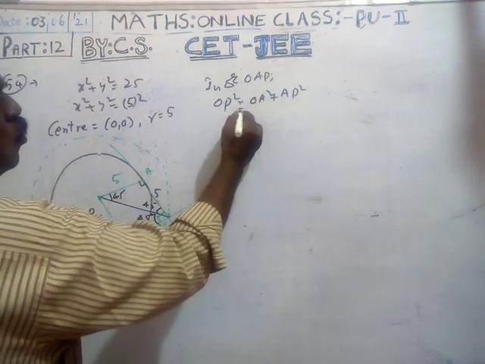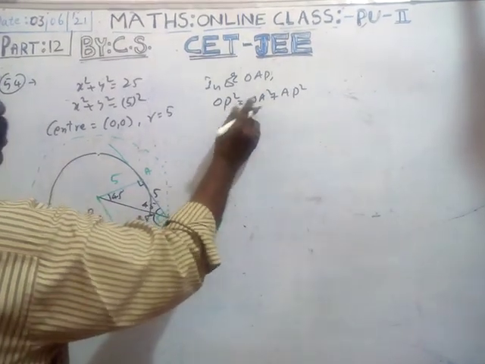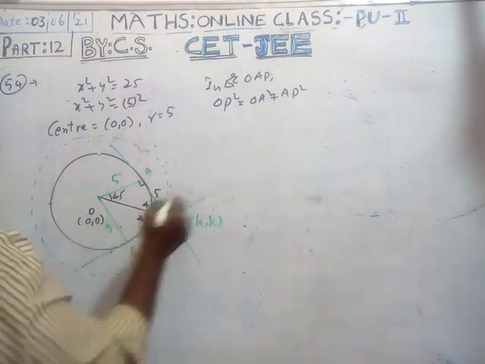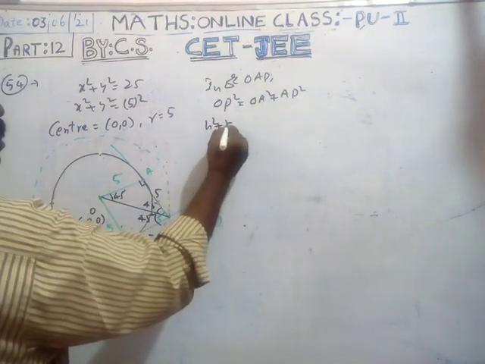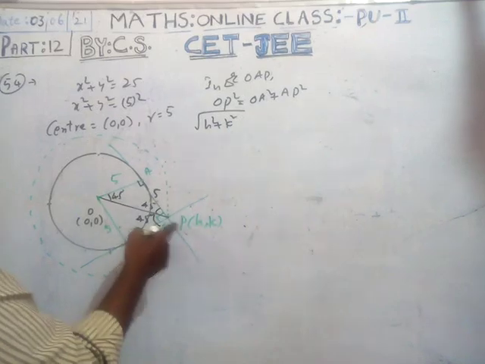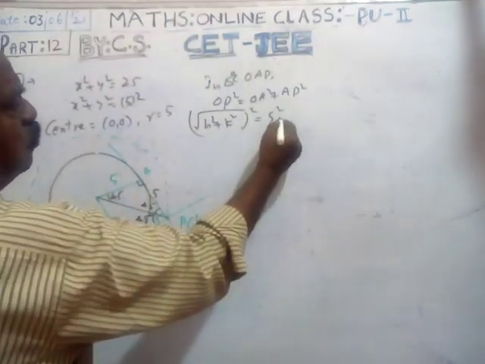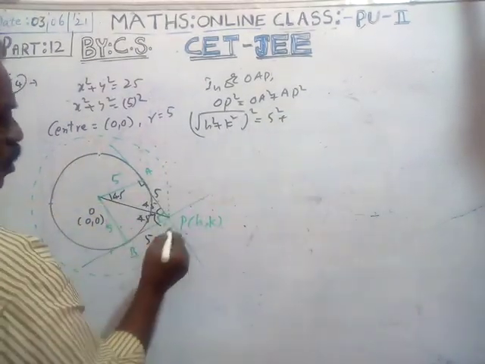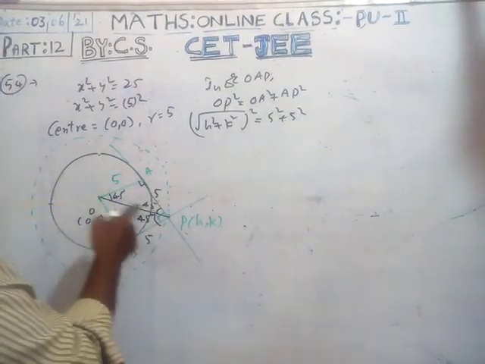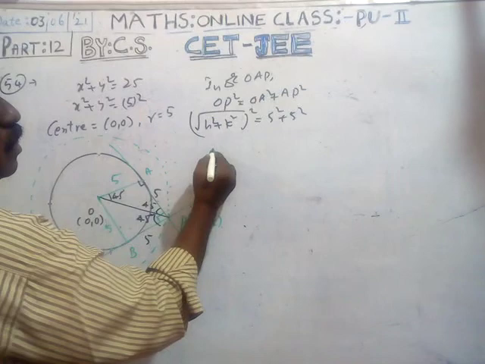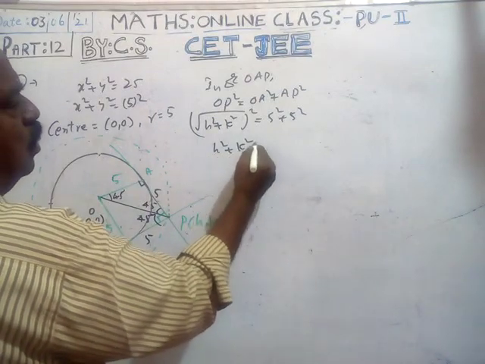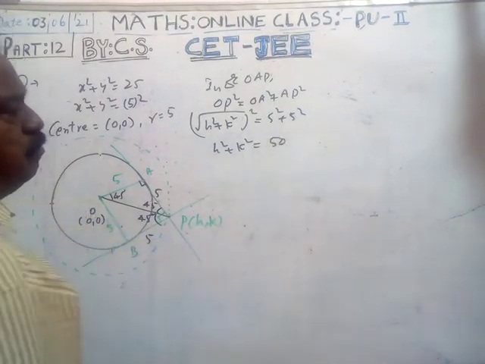So OP, the distance between O and P, the square root of h square plus k square, so OP square is h square plus k square, is equal to OA square plus AP square, which is 5 square plus 5 square. So h square plus k square is equal to 50.